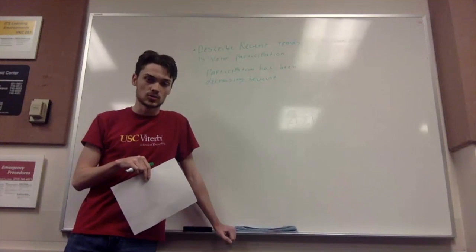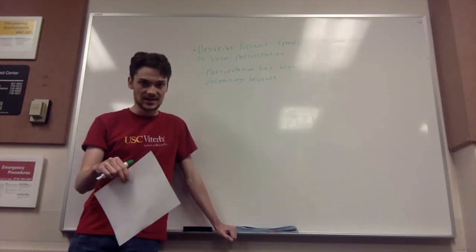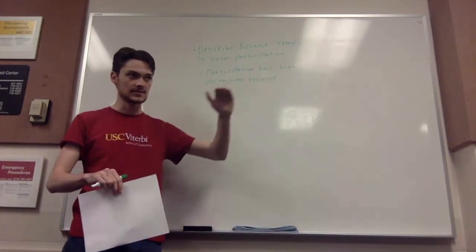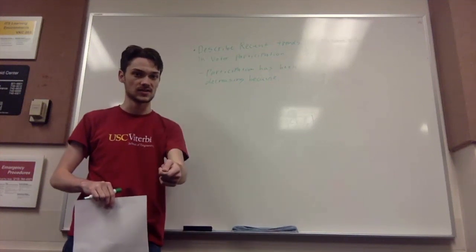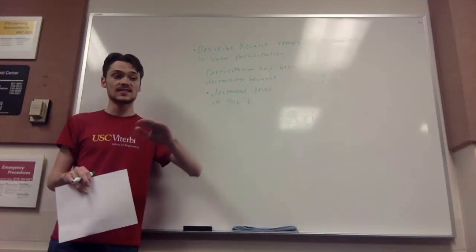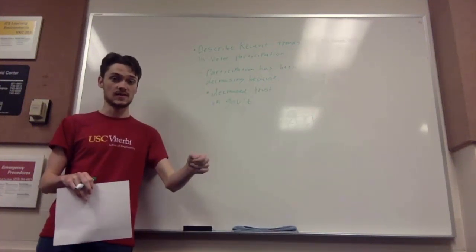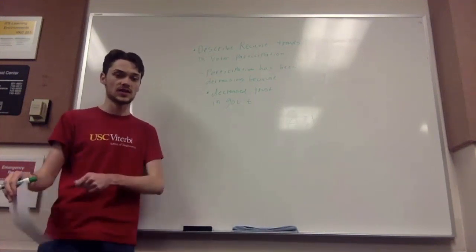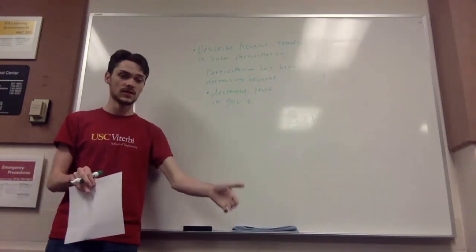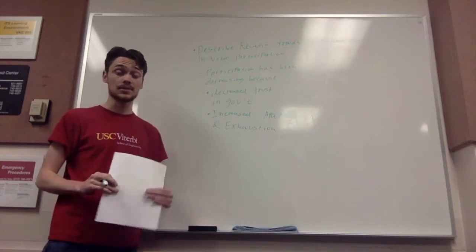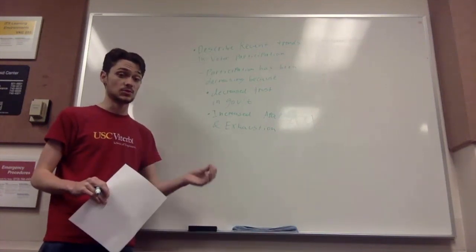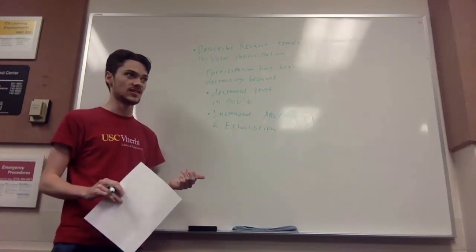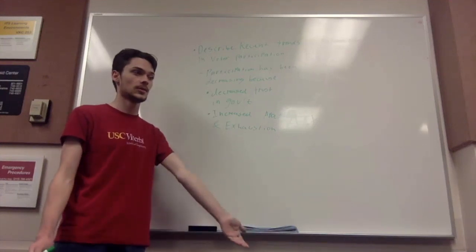Describe recent trends in voter participation. Over the last few decades, voter participation has been steadily decreasing due to a number of factors. Overall, there is less trust in the government than there was before, and if you don't trust your government, why do you think you would want to vote? There is increased apathy and exhaustion these days. People see their government being incompetent and are less likely to participate in the system.